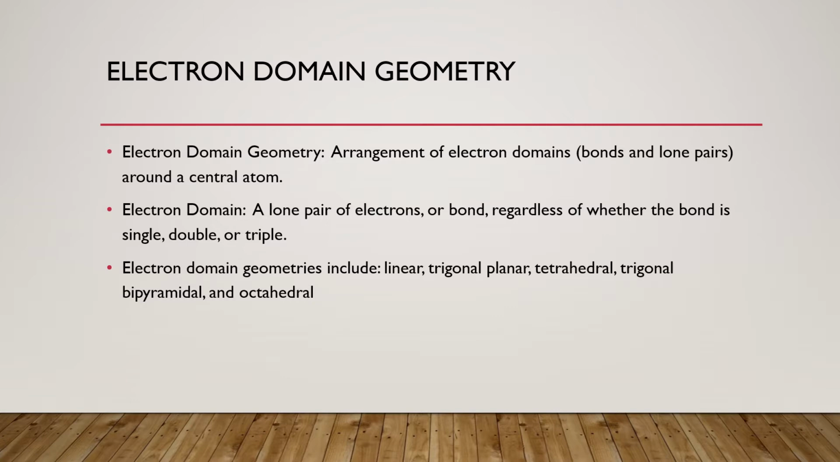Electron domain geometry is the arrangement of electron domains, which are either bonds or lone pairs, around a central atom. And an electron domain is a lone pair of electrons or bonds, regardless of whether the bond is a single, double, or triple. So electron domain geometries will include linear, trigonal planar, tetrahedral, trigonal bipyramidal, and octahedral geometries. And we'll demonstrate those by making balloon models and using those to take a look at what those structures would look like, and also give some examples throughout the video of what kinds of molecules could be represented by those geometries.